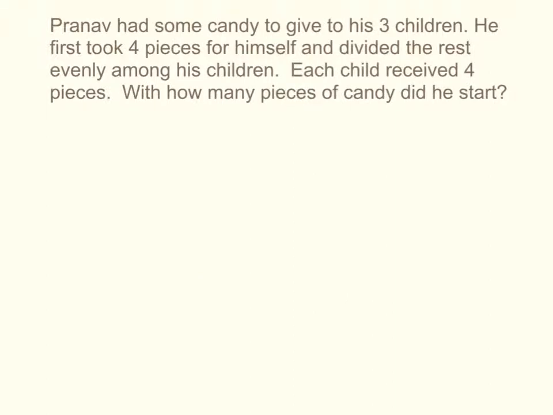Okay, Pranav had some candy to give to his 3 children. He first took 4 pieces for himself and divided the rest evenly among his children. Each child received 4 pieces. With how many pieces of candy did he start? So he's going to start with X, and before sharing, he takes out 4 pieces. So we'll do that immediately. And then divided the rest evenly among his children. And then he has 3 children, so we divide by 3. And that'll give each child 4 pieces.